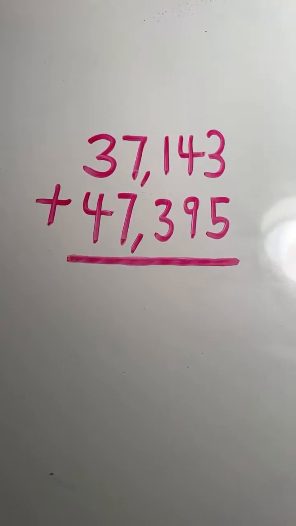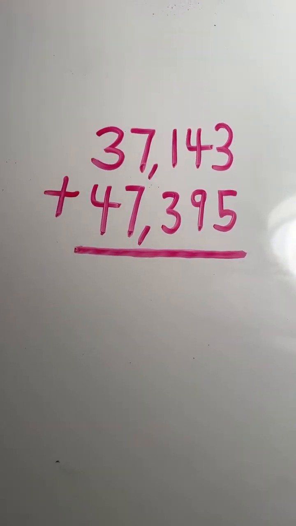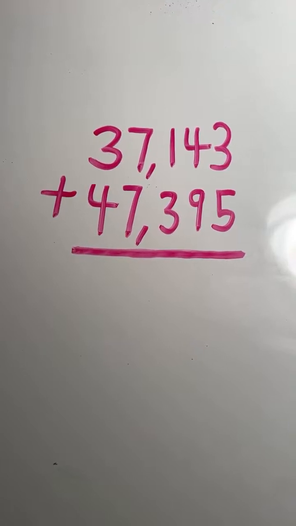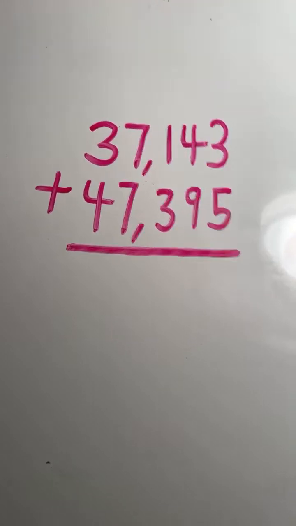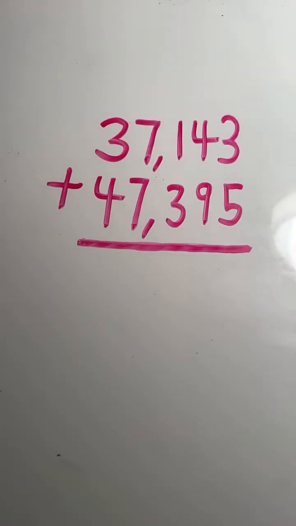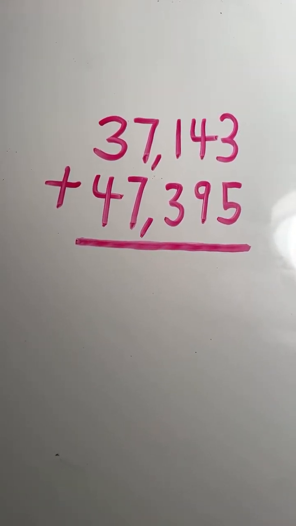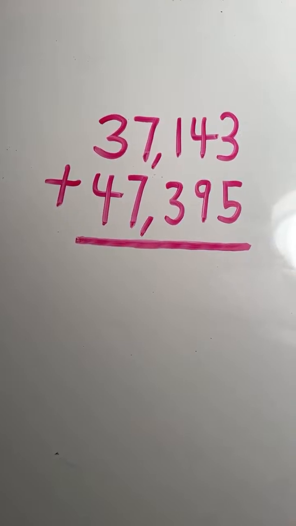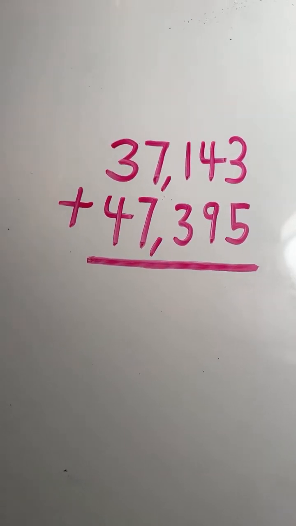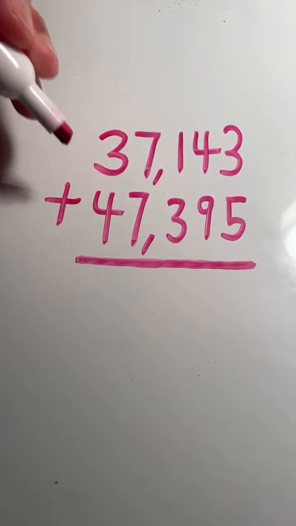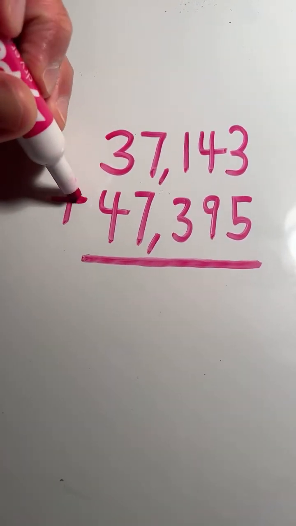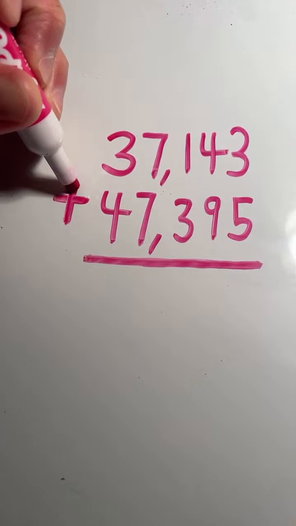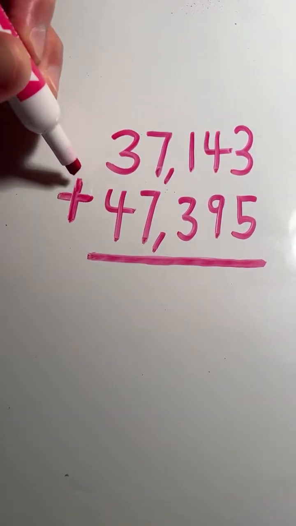So this live stream is going to focus on multi-digit addition with regrouping. Our first example problem is 37,143 plus 47,395. And I'm going to go through step by step how to solve that problem. Just going to make the addition sign a little neater here. Legibility is important.